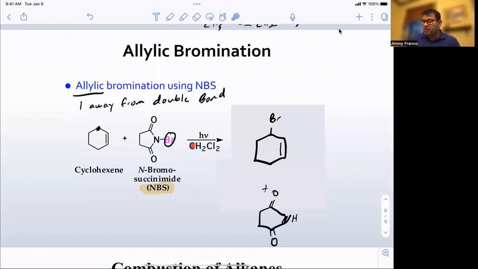All right, so this is just my solvent. So it's not involved in the reaction. And this is just the shorthand for light. Okay. So when you see NBS, you should think that it's going to add a bromine allylically. Right? So we see NBS, it's going to put a bromine one away from a double bond.